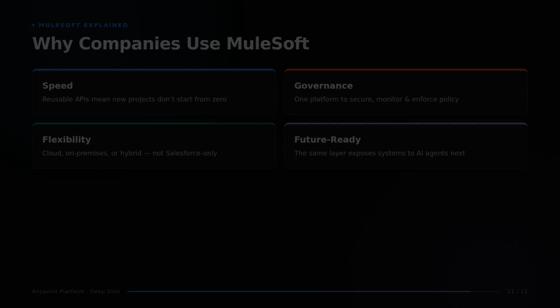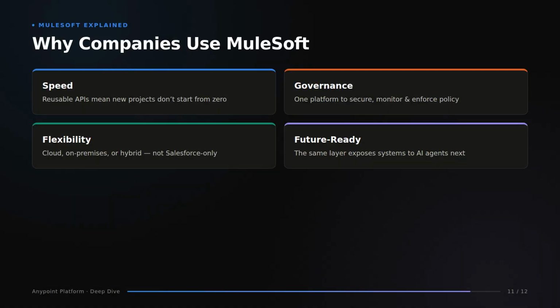Pulling this together, companies adopt MuleSoft for a few consistent reasons. Speed. Reusable APIs mean new projects don't start from zero. Governance. One platform to secure, monitor, and enforce policy across every integration. Flexibility. It works across cloud, on-premises, and hybrid environments, and it isn't limited to Salesforce products. And increasingly, future readiness. The same integration layer that connects your applications today can expose your systems to AI agents tomorrow, without re-architecting everything.